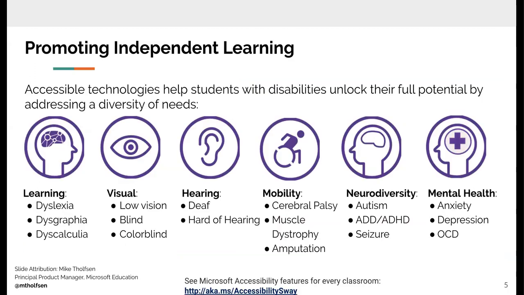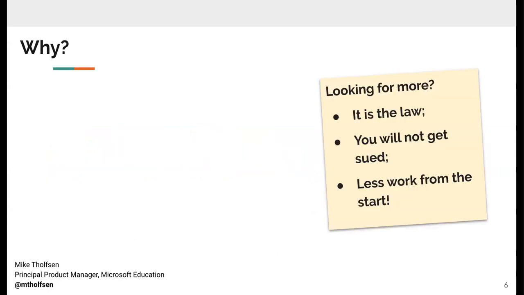Aside from what you may think of as a typical learner, there's actually a large diversity of needs that exist across the learning community. You want to be able to address learners who struggle with learning disabilities, visual impairment, hearing impairments, mobility issues, neurodiversity, and mental health. Designing for accessibility helps you reach all of these categories. So aside from the fact that it's the law to design for accessibility and make all of your content accessible and avoid lawsuits, it is less work from the start, saving you time.